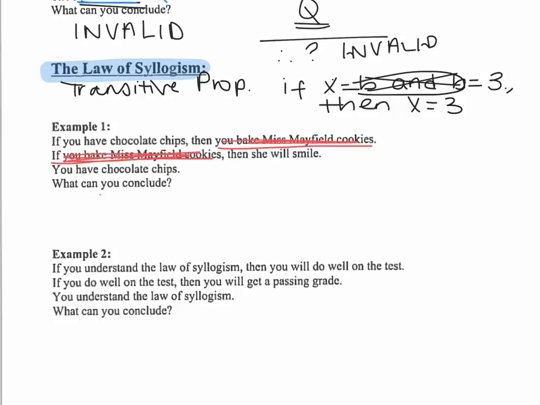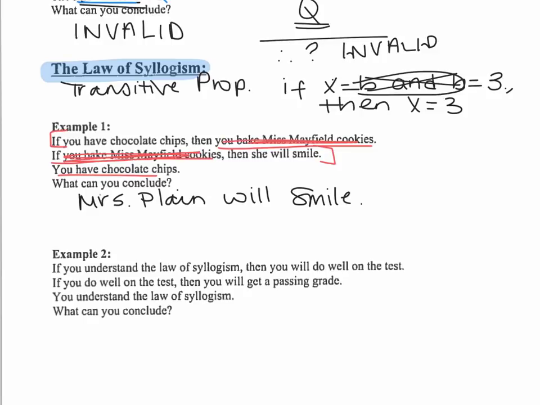So then it says, if I have chocolate chips, which is right here, what can I conclude? Mrs. Plain will smile. And you can write Miss Mayfield if you want, or you can write Mrs. Plain. It's easier to write Plain. Mrs. Plain will smile. And I really, really, really recommend you all test that theory.